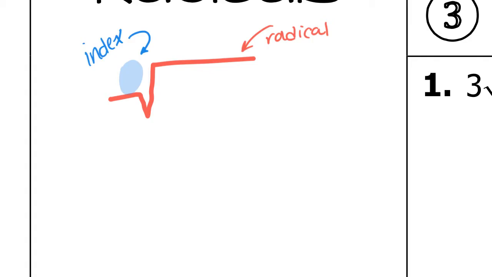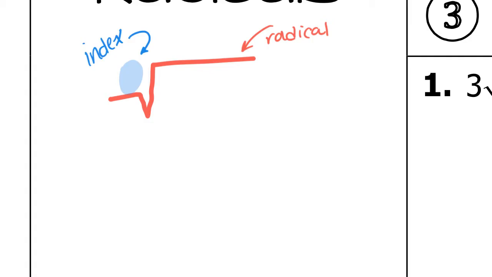If I do not see a number sitting on this shelf, then we can assume it is an invisible number 2, meaning that I'm taking the square root. I'm looking for pairs of numbers in my prime factorization. If I'm looking for something other than a square root, then the number will be written. So if it's a 3, I'm looking for a cube root. If it's a 4, I'm looking for a fourth root. If it is a 12, then I'm looking for the 12th root.